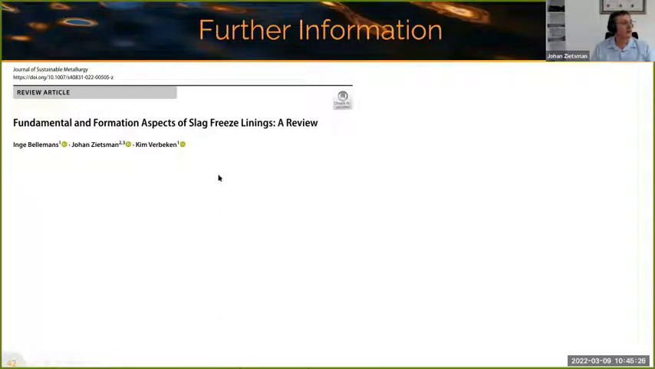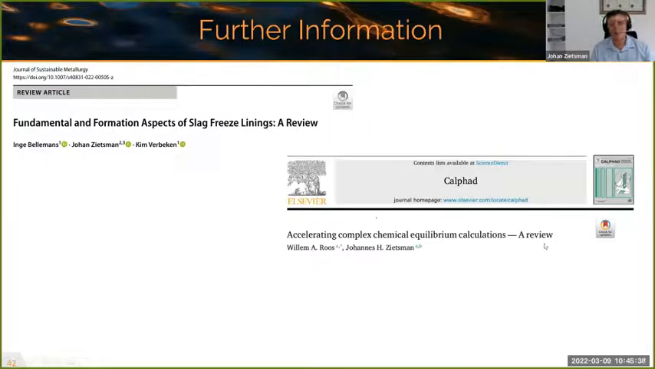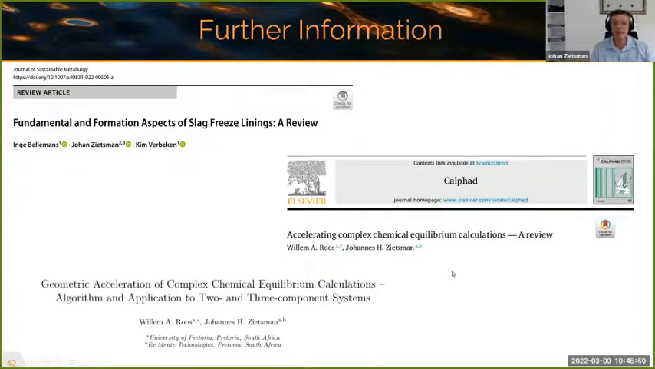Okay, so in conclusion, this is pretty much my story. If you need some more information, we published a review article on fundamental aspects of freeze linings with Inge Bellemans from Ghent University. Willem Roos's first article on the acceleration of complex equilibrium calculations became available online this week. His second article, which is the big one with the algorithm in it, will probably become available online within the next month or two. Those are all useful and exciting things.